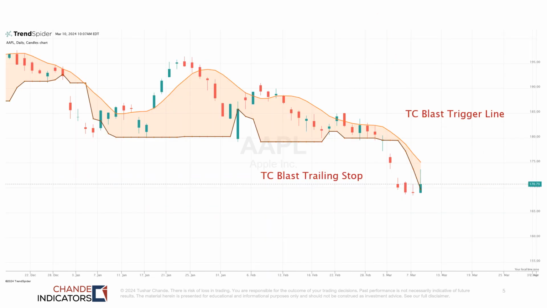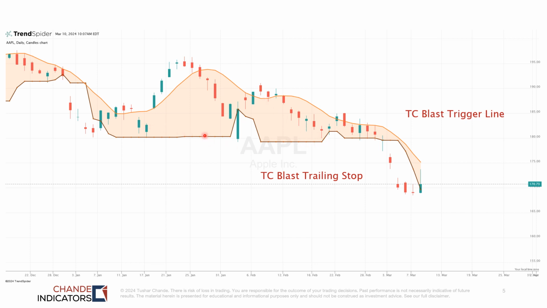The tool we're using is the blast indicator. The blast has a trigger line and a trailing stop line. Whenever there's a high, close or low above the trigger line, you have a potential entry condition, and then you play defense by using the trailing stop as your exit point because the downtrend can resume.